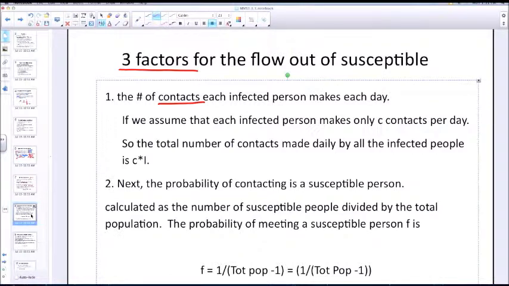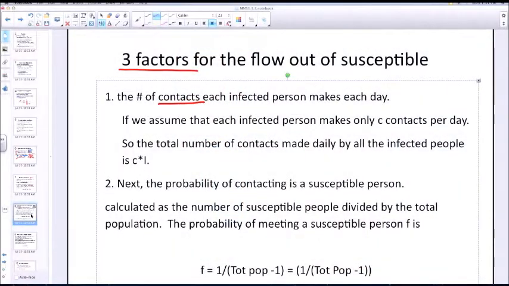Susceptible to susceptible, nothing happens. Infected contacts infected, nothing happens. But only when the infected contacts the susceptible may the disease spread. So to make it easy, we assume each infected person sees many contacts per day.